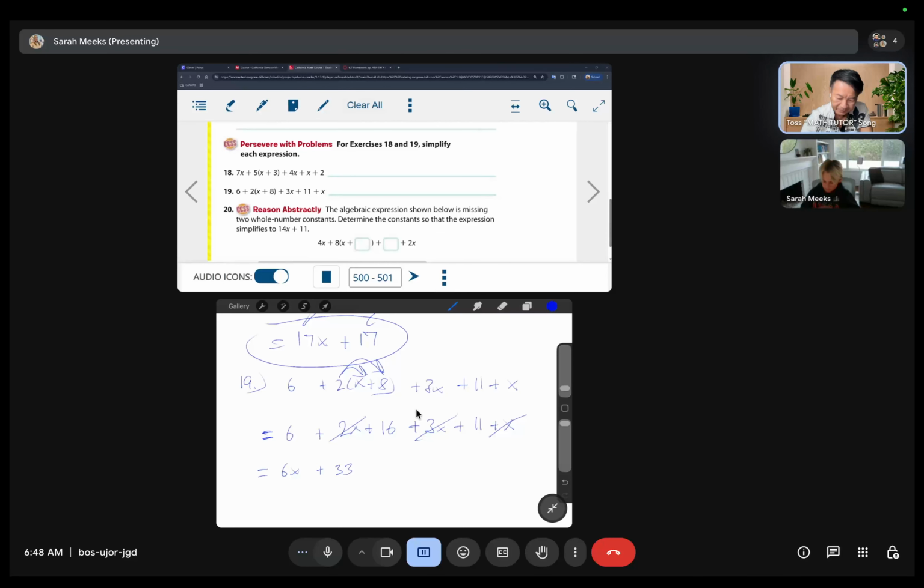There you go. Let me double check. Yep. So the x terms would be 6x. And then 6 plus 16, 22. 22 plus 11. Looks good to me. That's 33. And that was the last problem.